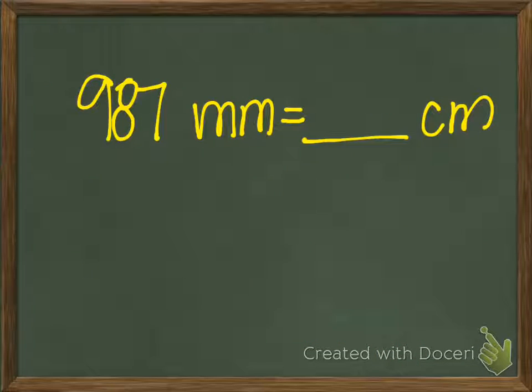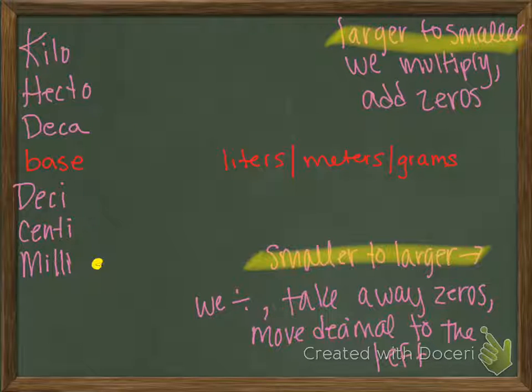So this is your next one. Now this is one that you might get confused on, but that's what I'm going to show you. So please write this one down. 987 millimeters, and I want to go to centimeters. So I go back to my chart. I'm going from millimeters to centimeters. So I am going from smaller to larger.